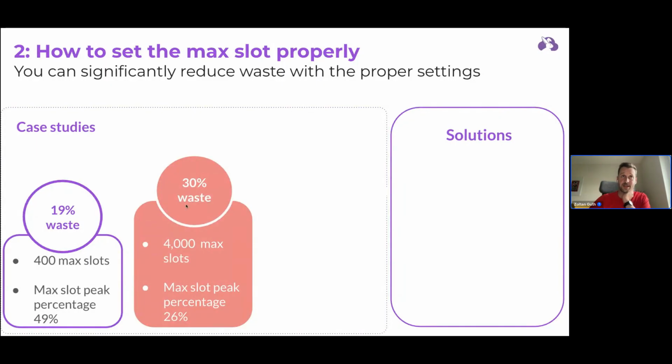And now you can see that the waste went up to 30%. So here, 30% of the cost was purely waste, and it wasn't used by the jobs behind the reservation.